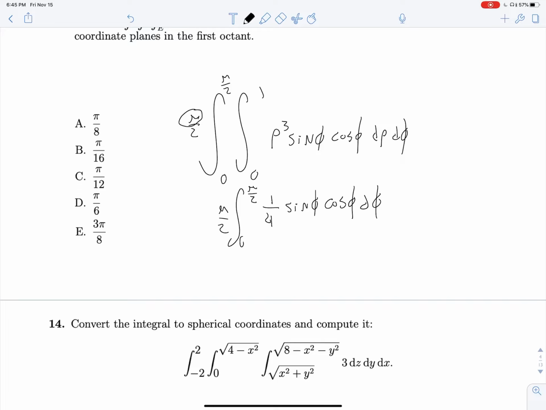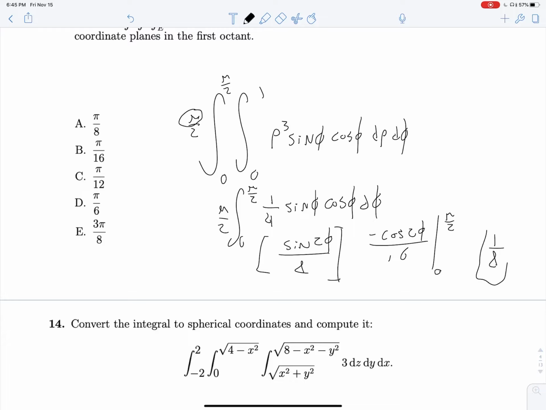When we do the substitution, our integrand will become sine 2 phi over 8. And then taking our antiderivative, we get negative cosine 2 phi over 16, evaluated on 0 to pi over 2. This is going to be 1/8. You can work that out for yourself if you want. We've essentially done the same question 3 times at this point, so I'm not feeling like going through everything. And then this multiplied by our pi over 2 is our pi over 16.